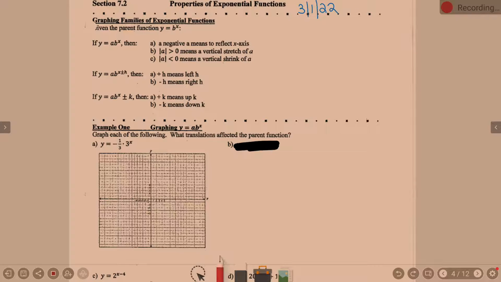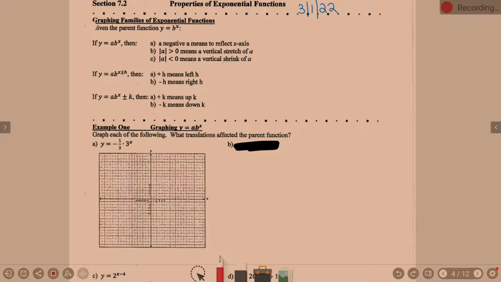Lesson 7.2 is properties of exponential functions. We're doing a little bit more with graphing is what it comes down to. Today we are more focused on, okay, how do we do the stretch and shrink? How do we do the translations? How do we put it all together? So we're really still focusing on that.